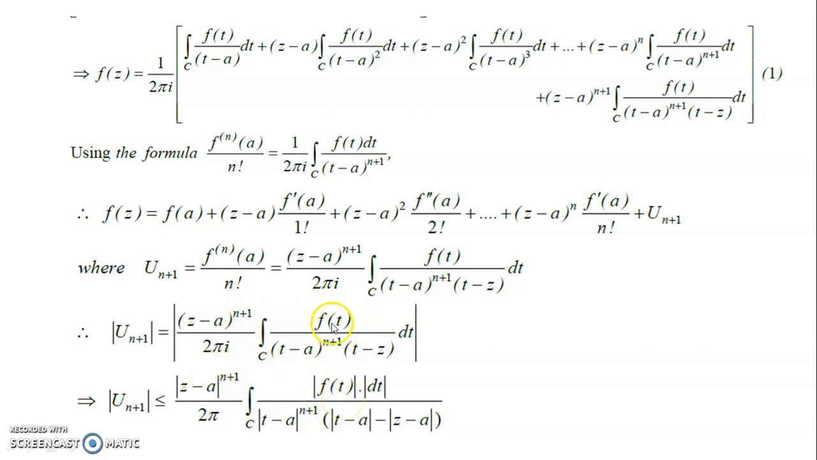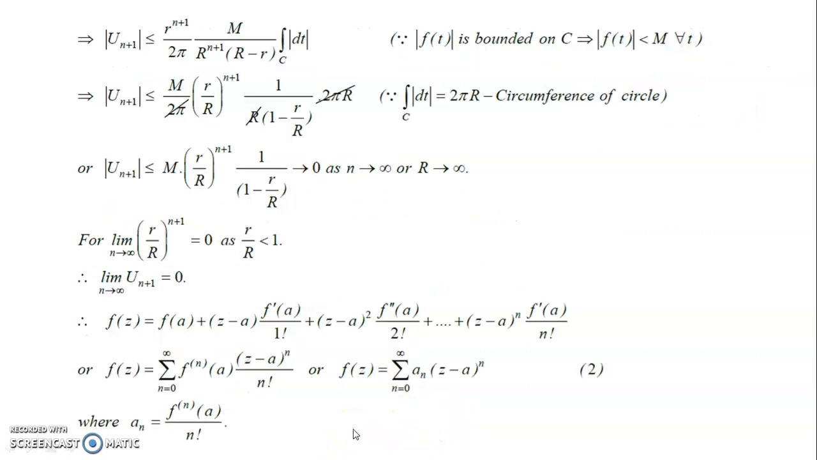Then the magnitude of f of t is bounded by capital M, and also the magnitude of dt inside the integral sign, and the modulus of (t − a) power n plus 1. And you can make use of the adjustment here, plus a minus a, by taking individual magnitudes here also.